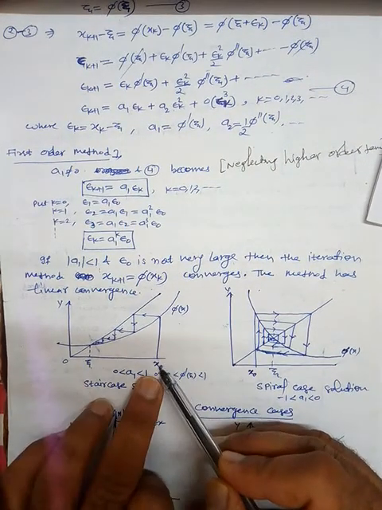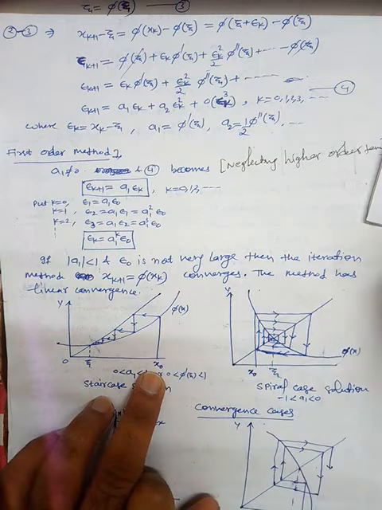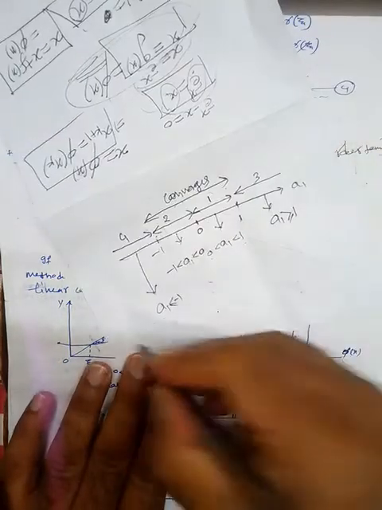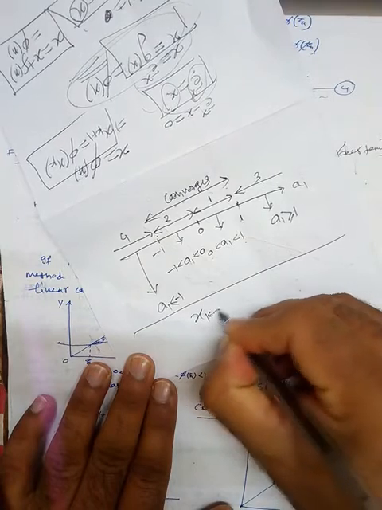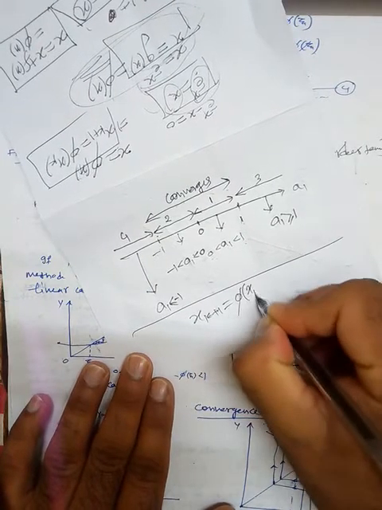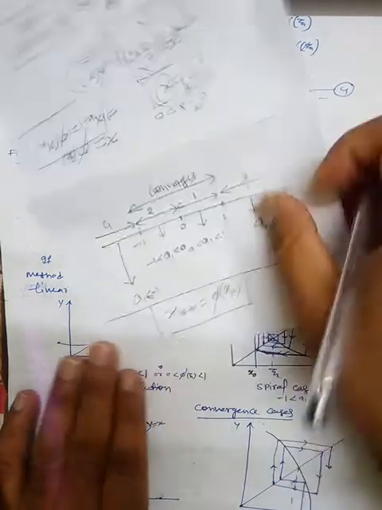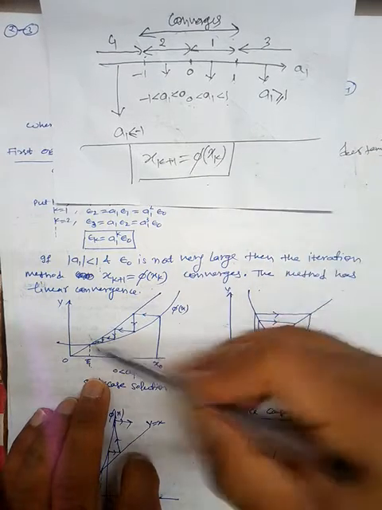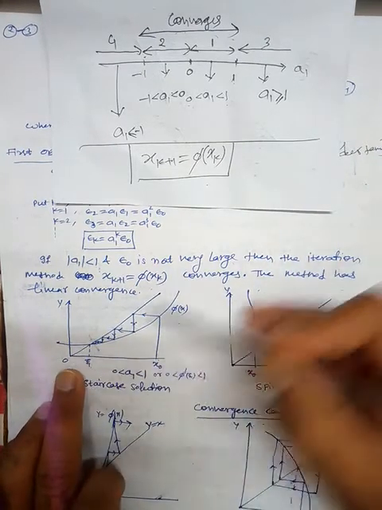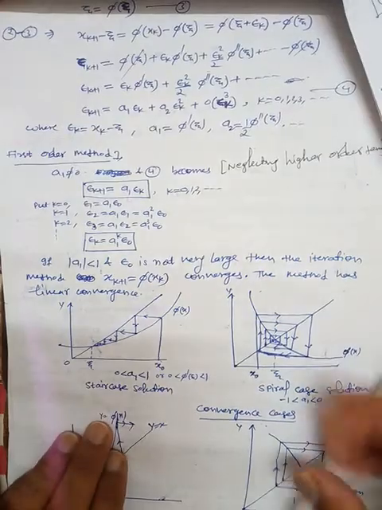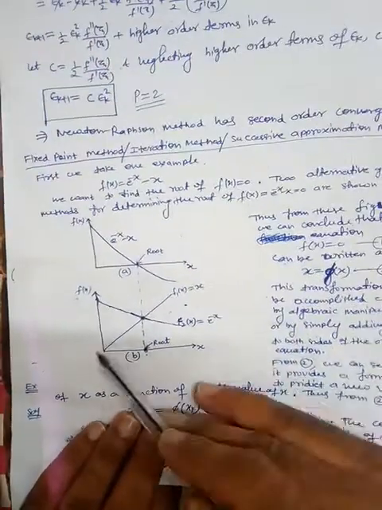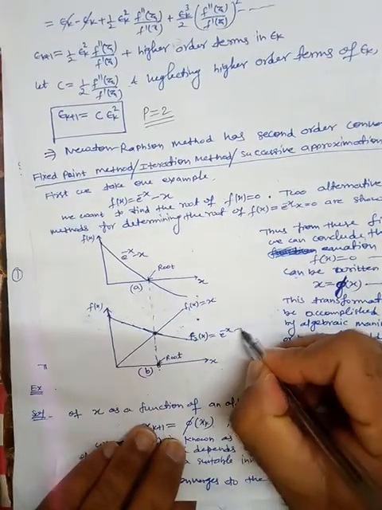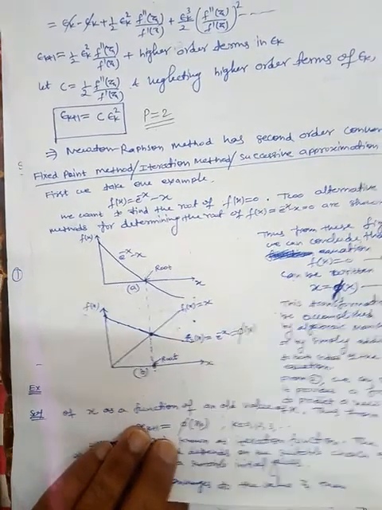Suppose you have started with x naught. Then what is the formula? The formula is this: x k plus 1 is equal to phi of x k. This is the formula which we have developed in this method. So when you start with x naught, this is the curve phi of x, and this is the x. What is the procedure? This is x, this is your phi of x.